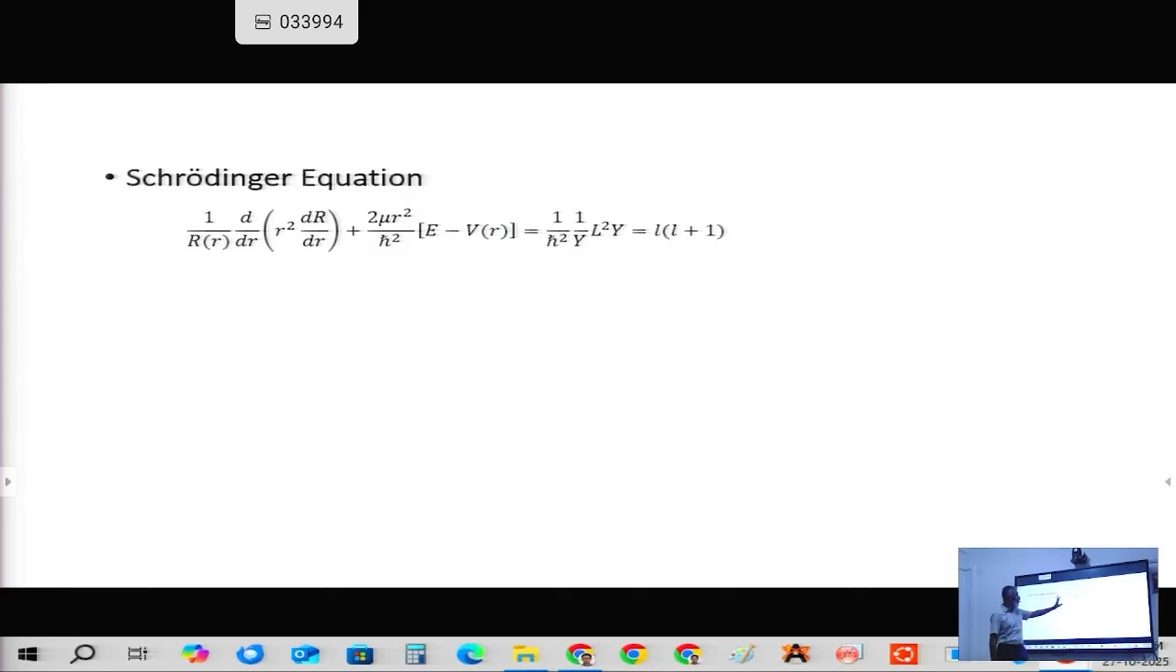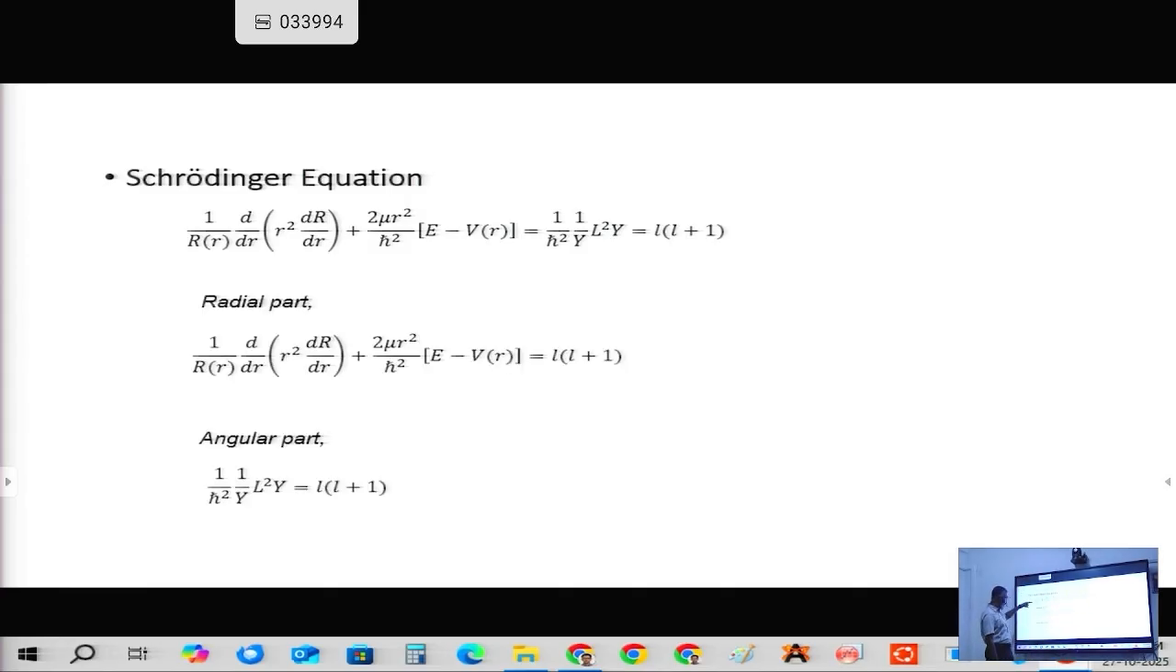So the left-hand side is equal to L into L plus 1, and the right-hand side is equal to L into L plus 1. You can write the radial part as this and the angular part as this particular form. Now it looks very simplified, and you can solve it much more easily than the expression we had in the beginning. Okay? If you have any doubt, I can go a little slower, but I think you might have already done these exercises, so I'm just quickly going through.